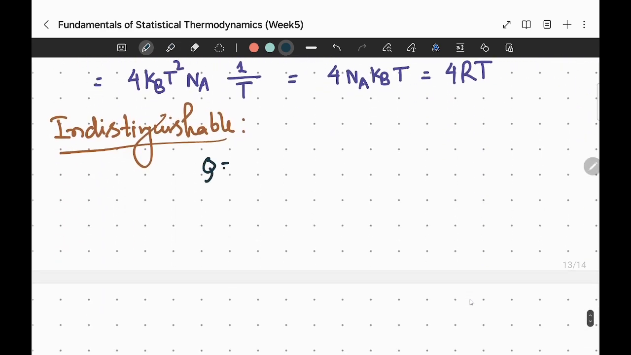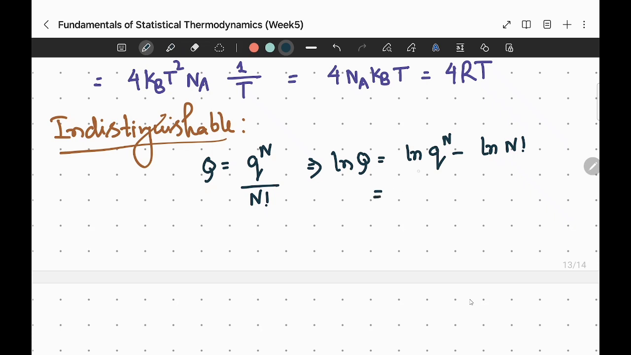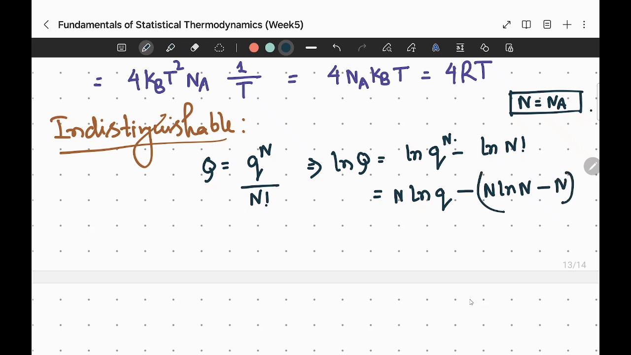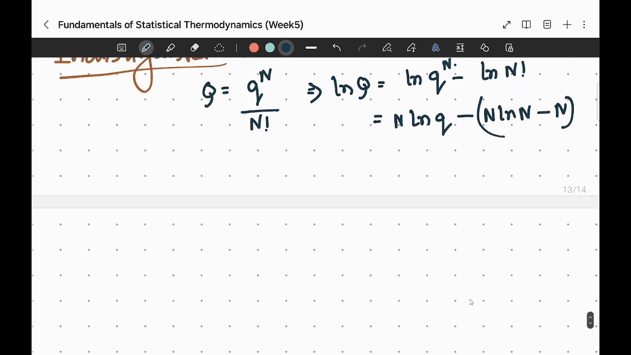Now Q will be q to the power N divided by N factorial. But we need ln Q, meaning ln q to the power N minus ln N factorial. So now it is N ln q, and here N is equal to N_A, because we have already considered 1 mole. And it will be N ln N minus N using the Stirling approximation. Okay, I think it's clear.